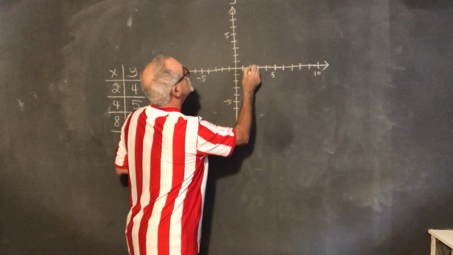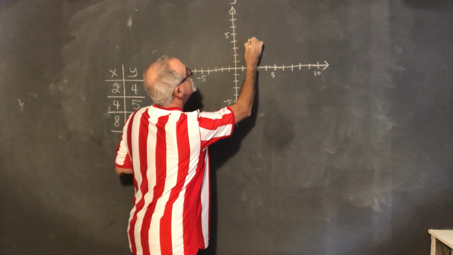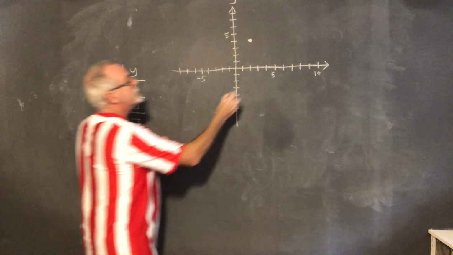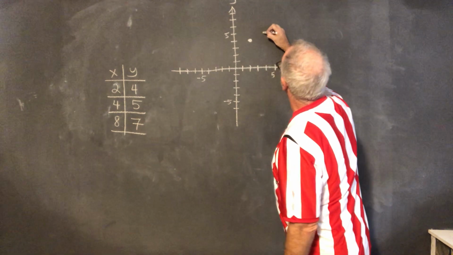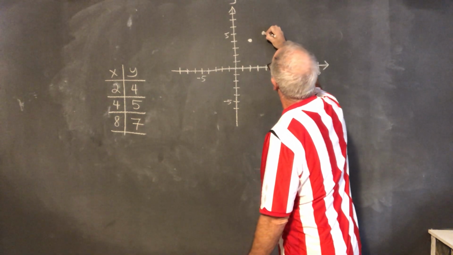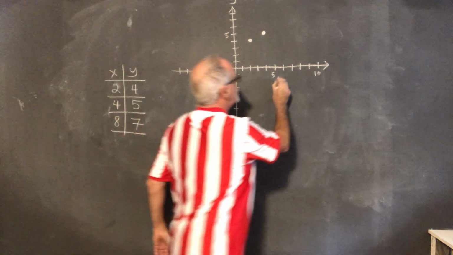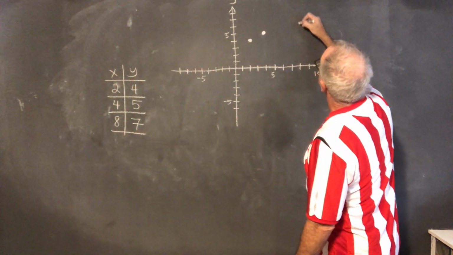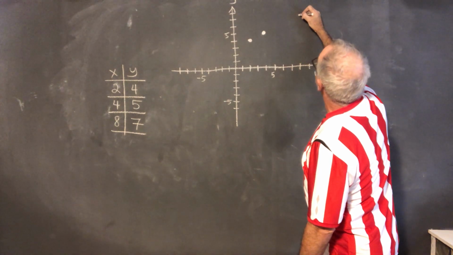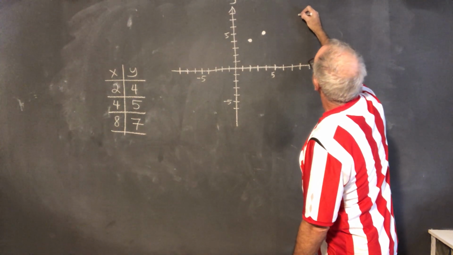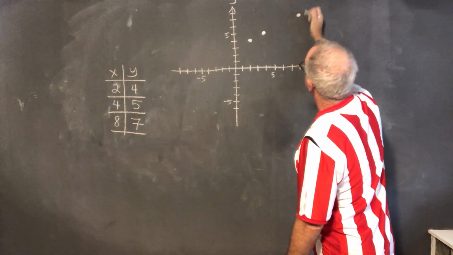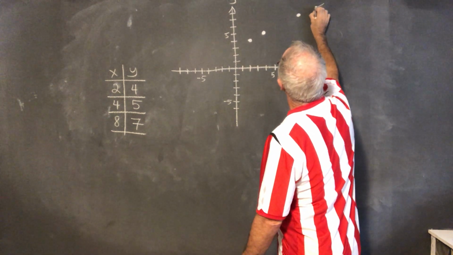So x equals 2, y equals 4 puts a point here. X equals 4, y equals 5 puts a point here. X equals 8, y equals 7. This is a little harder to do when we get so far away from both axes, but I think it's pretty good to put a dot here, and now I'm going to draw a line through them.